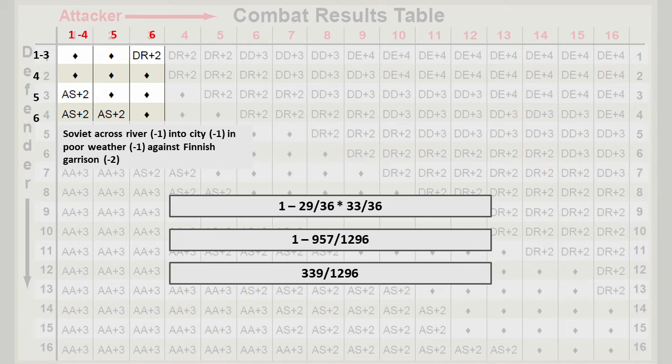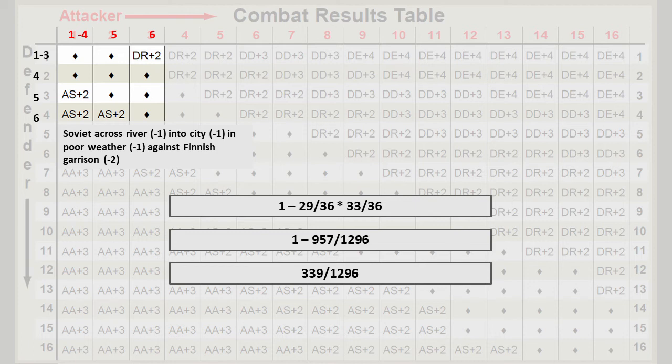And here, all you care about is that at least one of the attacks goes in, because that will force the retreat and you will capture Oulu. So you do that. You calculate that it's 957 in 1296. 1296, because that's 36 multiplied by 36. It's the 4th power of 6. Yes, you should know your 4th powers of 6. You should know your 4th powers of 5.